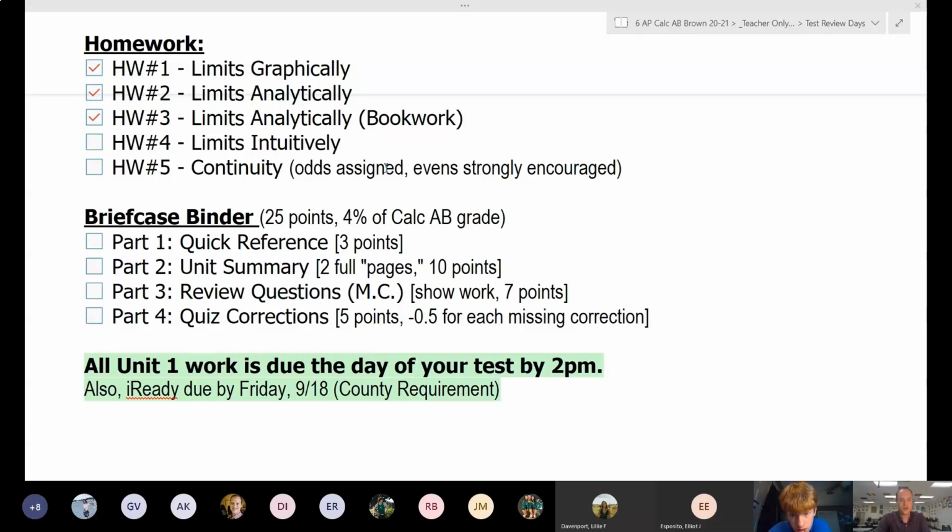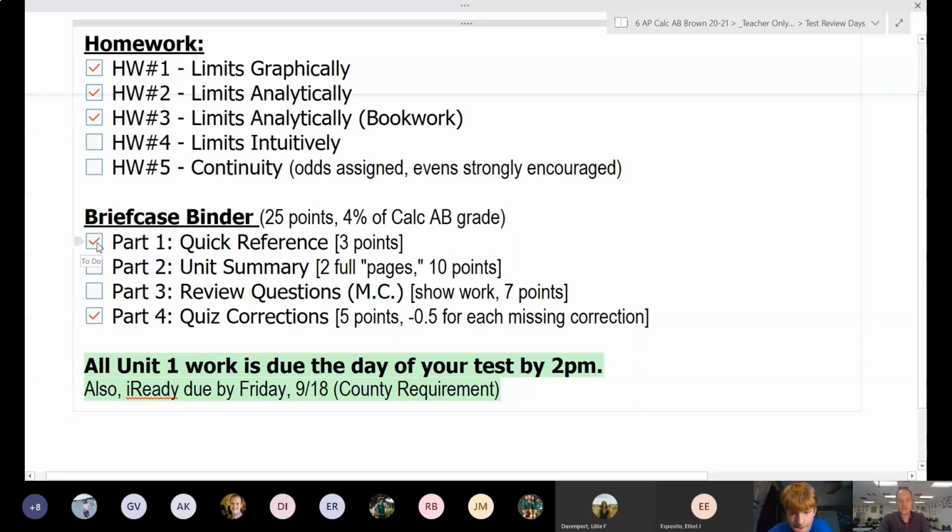And then you have the briefcase binder again, which is part of your summative assessment. It's designed to force you to review. There are 4 parts to it. I would definitely try to knock out at least one of those parts today. I saw it refresh that many of you have started quiz corrections, which is great. The quick reference is also something you can knock out early if you want something really short to do. The unit summary, if you do a good job on it, might take a little more time. And then the review questions, there's only 7 of them, and they're multiple choice.